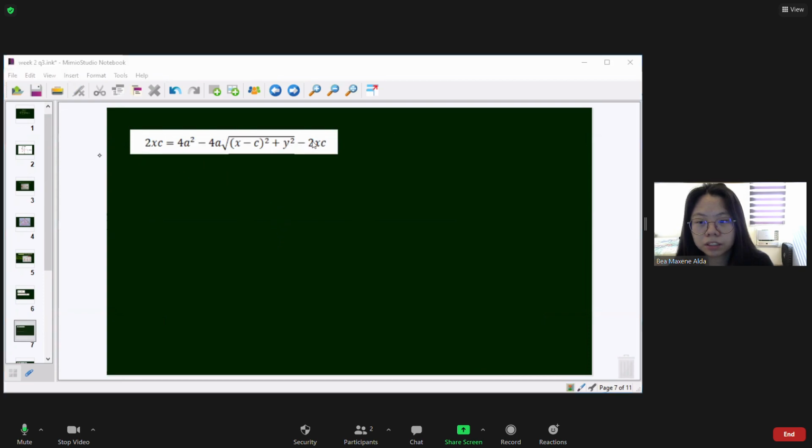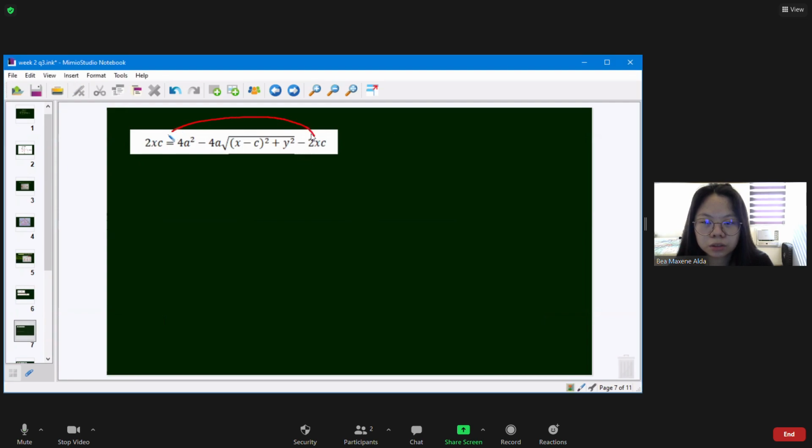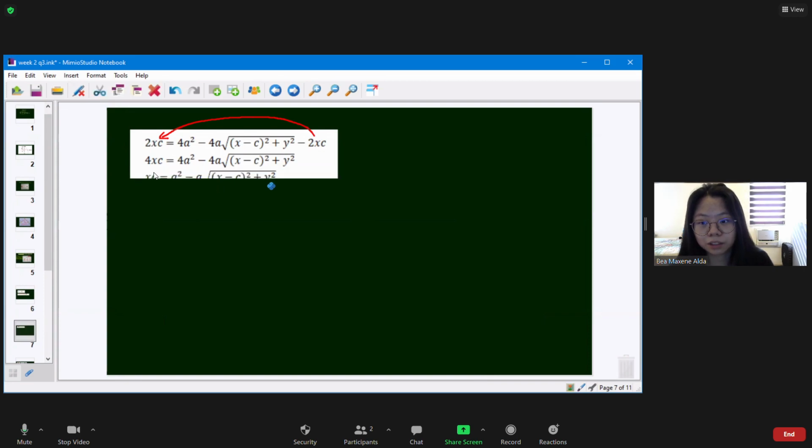So, para mas simple, lipat natin si 2xc on the other side. Magiging positive siya, so magiging plus xc, leaving the other two terms on the other side. Now, again, what we do is we divide the whole equation by 4. Kasi nga, we can do that. And then magiging xc is equal to a squared minus a square root of x minus c squared plus y squared.